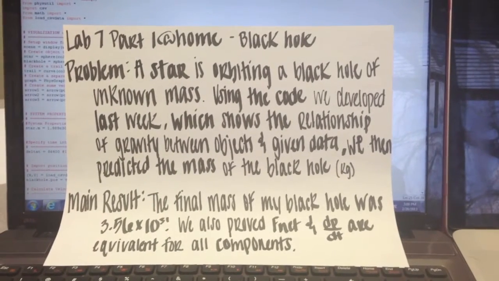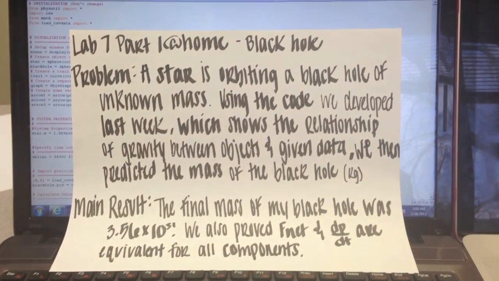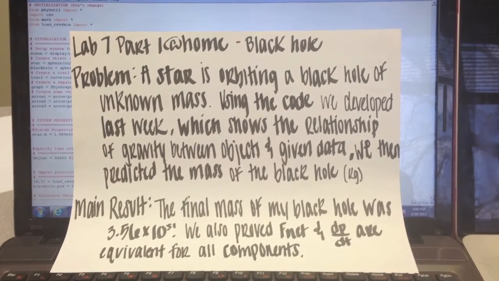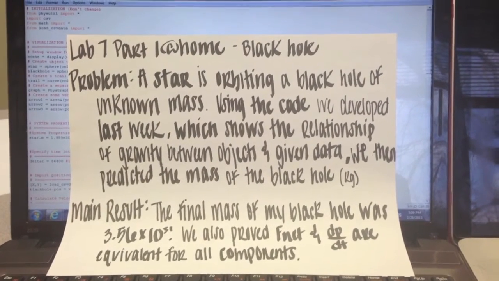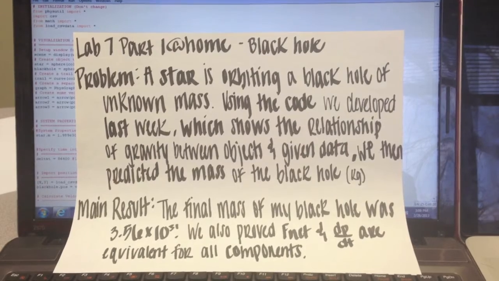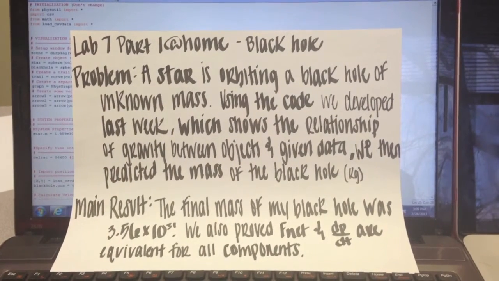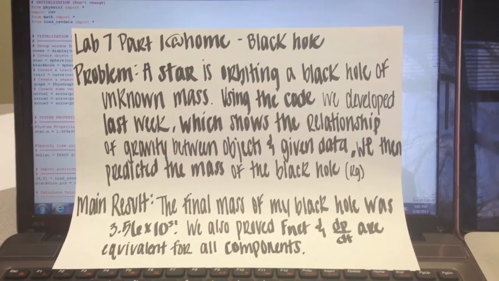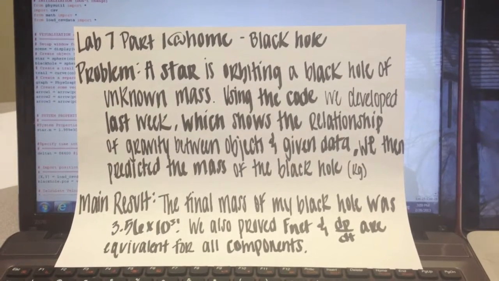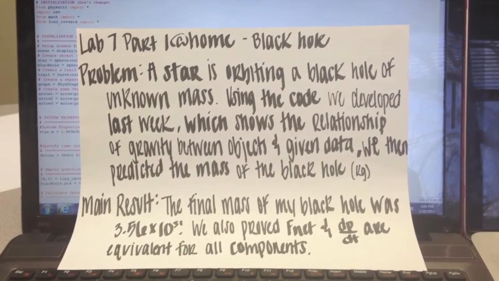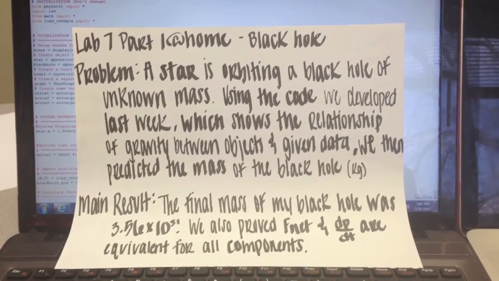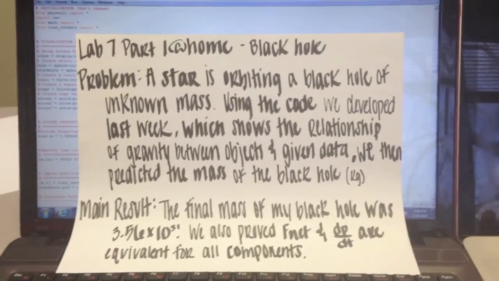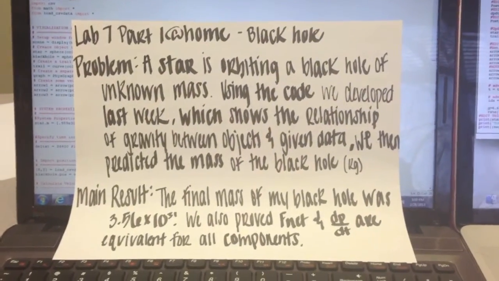This is Torrance student with Lab 7, Part 1 at home, where we are going to try and find the mass of our black hole. First, our main problem and some of our objectives were that we have a star orbiting around a black hole of unknown mass. So using the code that we developed last week in lab, which shows the relationship of gravity between objects and given data, we are then going to predict the mass of the black hole in kilograms.